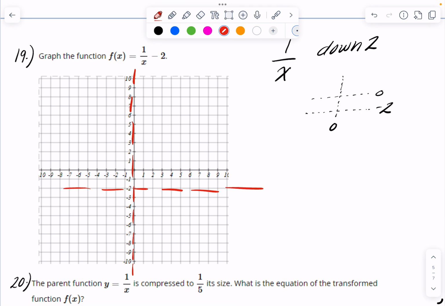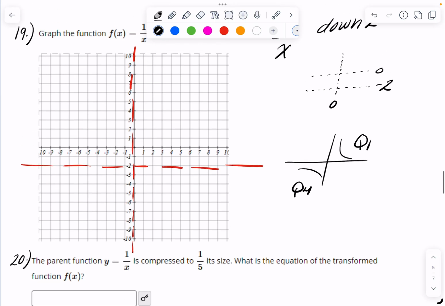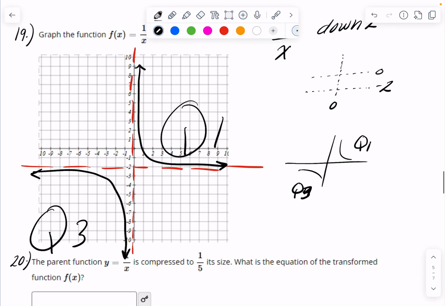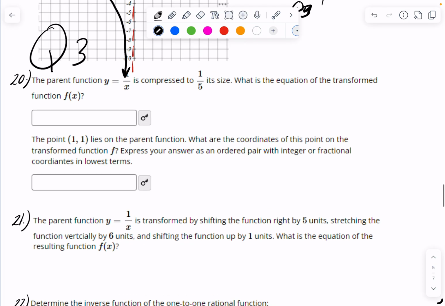And we know in the parent function, it's always in quadrant 1 and in quadrant 3. So now I just draw a rough sketch here. It didn't get reflected over the x-axis, so I'm still going to draw it in the quadrant 1 area and the quadrant 3 area. If it got reflected over the x or y-axis, we would draw it in quadrant 2 and 4. All right, it says write the equation if it's compressed by 1/5.